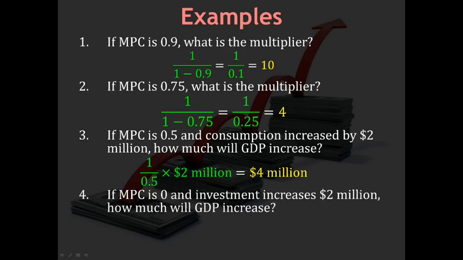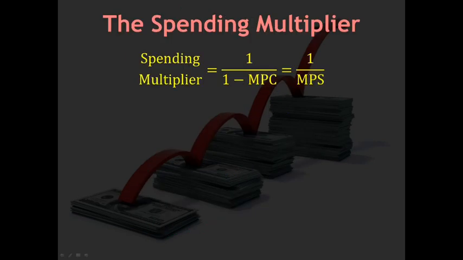Finally, number 4, if MPC is 0 and investment increases by $2 million, how much will GDP increase? Well, if MPC is 0, that means he's saving all of it, which means the multiplier is equal to 1. 1 times 2 million is equal to 2 million. So the spending multiplier multiplies the initial change in spending by the multiplier, and that total change in GDP is reflected in aggregate demand. So again, the spending multiplier is 1 over MPS.